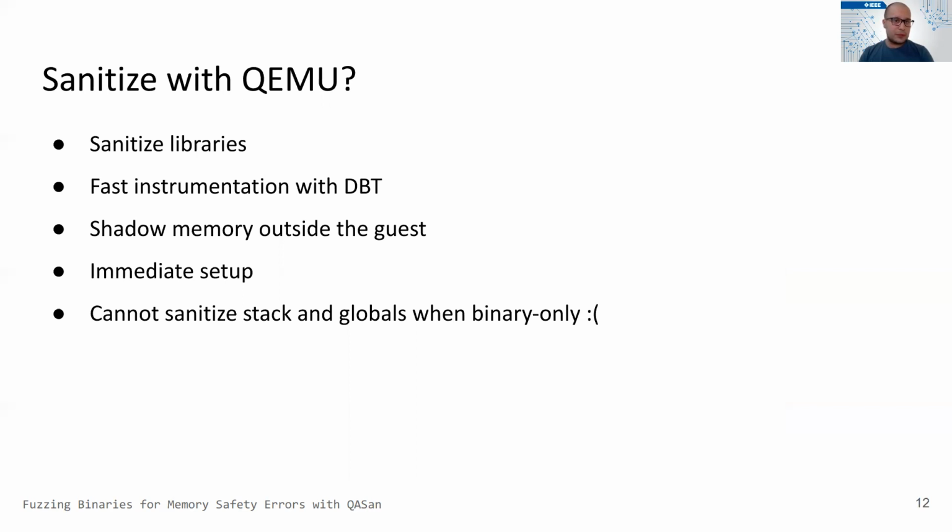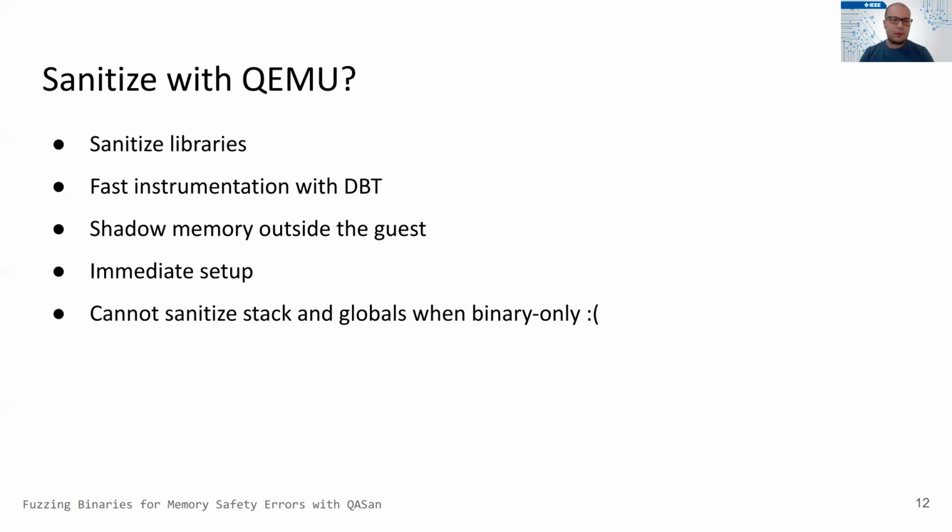We want these features to sanitize binaries. To sanitize libraries, because this is one of the limitations of compiler-based sanitizers: you compile your own binary, not the libraries like the standard C library. And so the sanitizer runtime has to hook the functions of the most common libraries. We want to be fast, and this is almost true with dynamic binary translation.